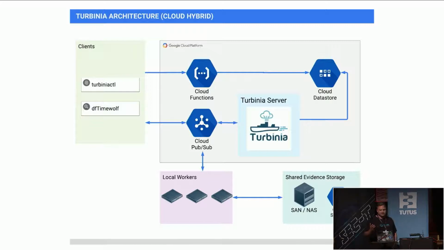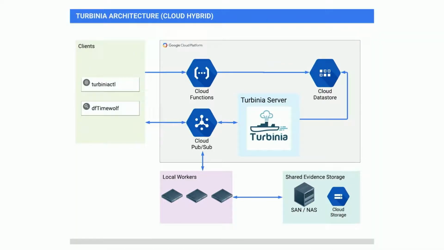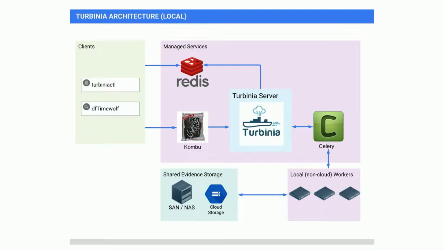This is the hybrid version, looks basically the same, except the workers are outside of the cloud. And then we need some other type of shared storage for that evidence to go. Local, again, is very similar, except we're replacing some of the components. We have Kombu for the messaging, Celery for the task queuing, and then all this data is stored in Redis.